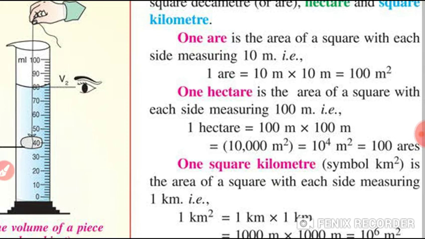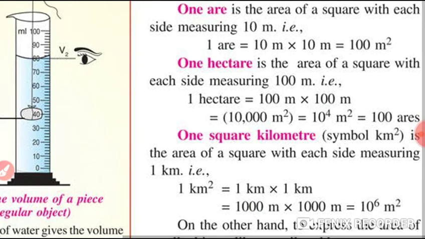1 hectare is the area of a square with each side 100 meter. That means 1 hectare is equal to 100 meter multiplied by 100 meter. That means 10 raised to power 4 meter square or 100 are.